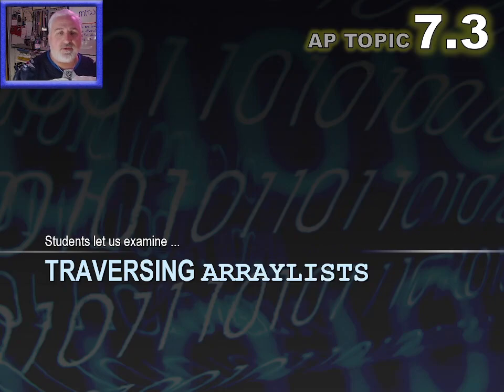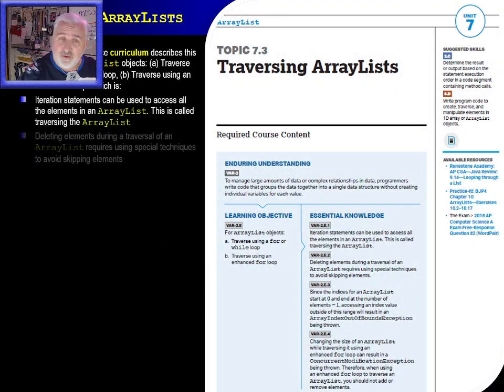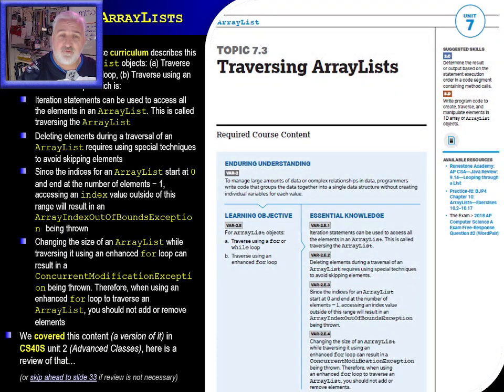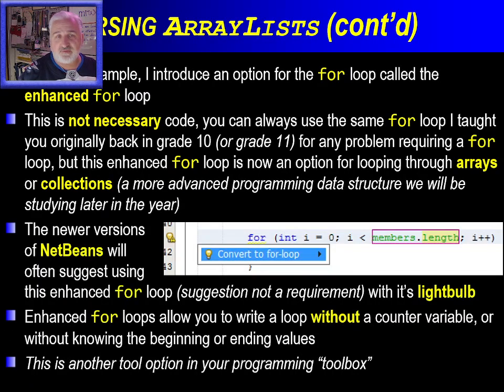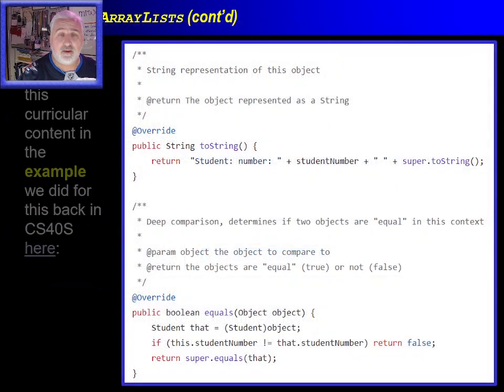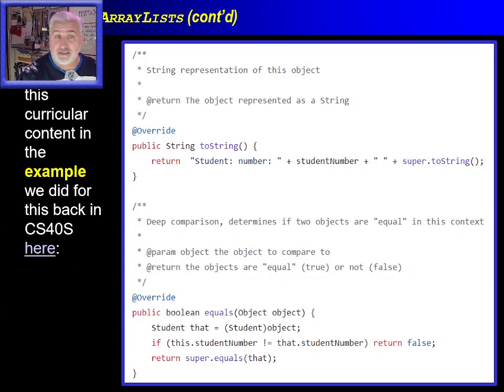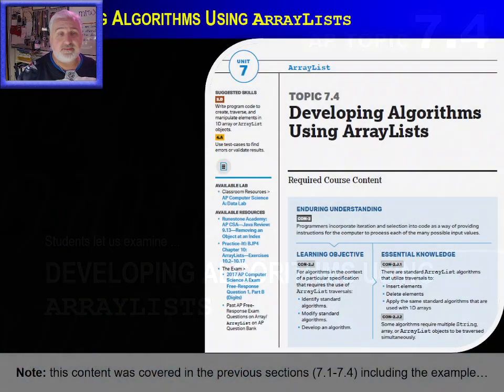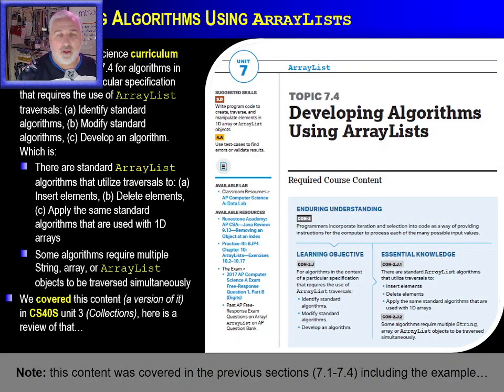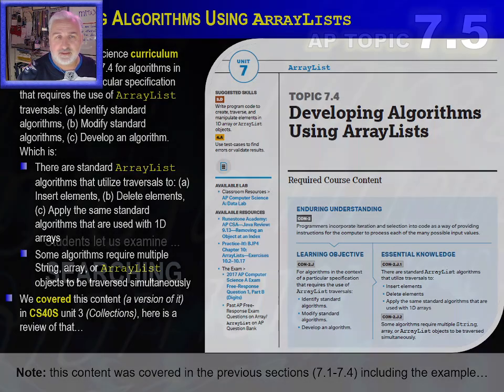All right, so let's go to 7.3, traversing the array list. So we kind of already covered this a little bit, how you can use a standard for loop, how you can use an enhanced for loop, right? So again, you can look at the enhanced for loop, which I'm covering here, also covered in the arrays unit in the AP curriculum. You can go back into the 40S content to see examples of the enhanced for loop. Let's move on to 7.4, developing algorithms using array lists. So again, this was also covered in the previous section. Some of those algorithms like inserting, deleting, and things like that, which we've already kind of looked at.